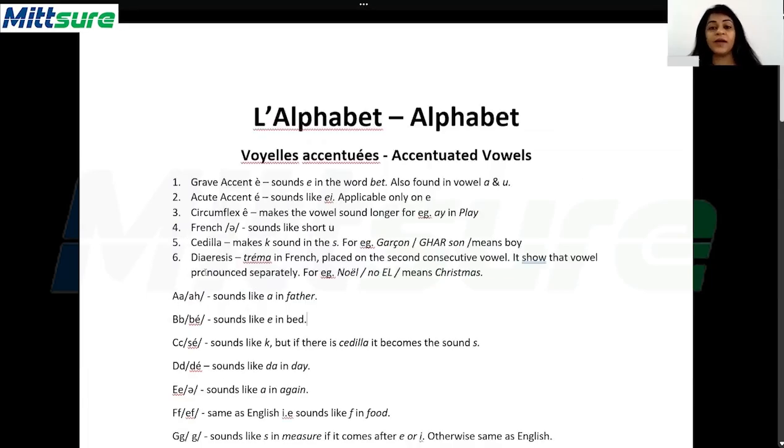So homework for you guys, you have to go through these letters again and try to use the sounds of French alphabets in your name. So that will also become a fun study for you.